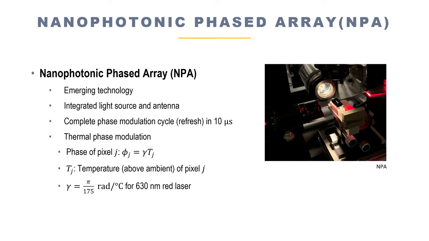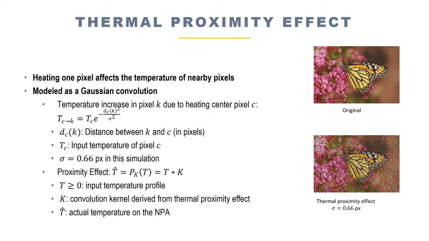The phase modulation in our NPA is based on thermal optics. Temperature adjusts the refractive index, and therefore the phase. The modulated phase at the pixel is linear to its temperature above the ambient. This thermal modulation leads to the thermal proximity effect, where heating one pixel affects the temperature of nearby pixels. This proximity effect is modeled as a Gaussian convolution. The severity is represented by sigma. Larger sigma indicates more severe proximity effect. In our design, the sigma equals 0.66 pixel.